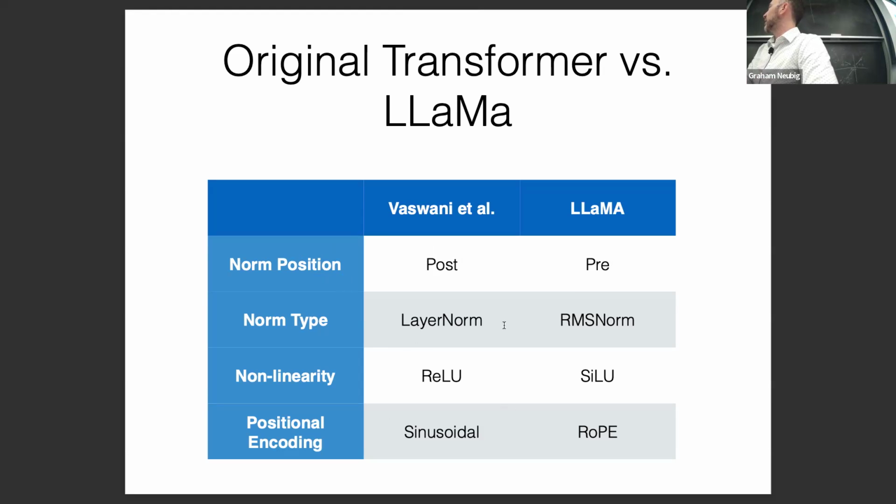What is the norm type? Vaswani et al. is doing layer norm, LLaMa is doing RMS norm. What nonlinearity are they using, ReLU versus SiLU? And what positional encoding, sinusoidal versus RoPE? And you might be thinking, well, how much do I care about this anyway? I mean, it might not be super important.